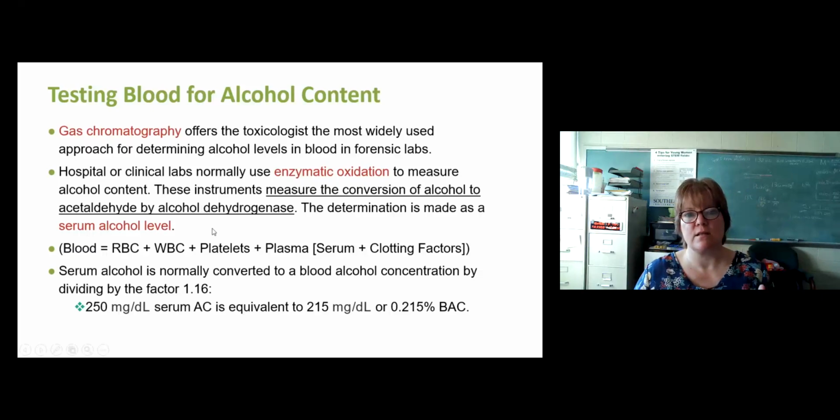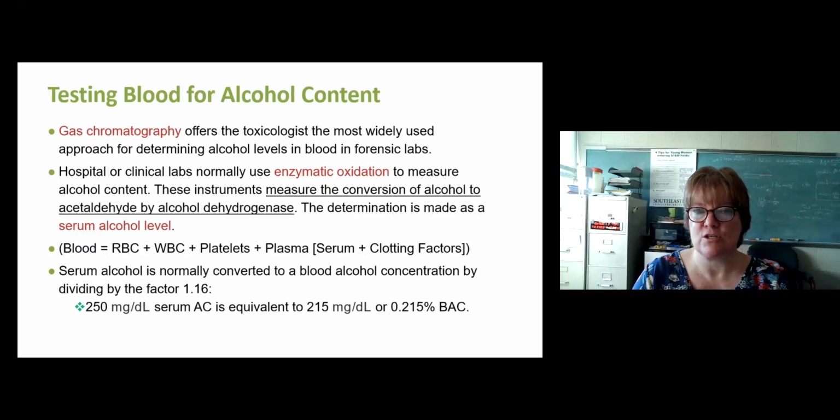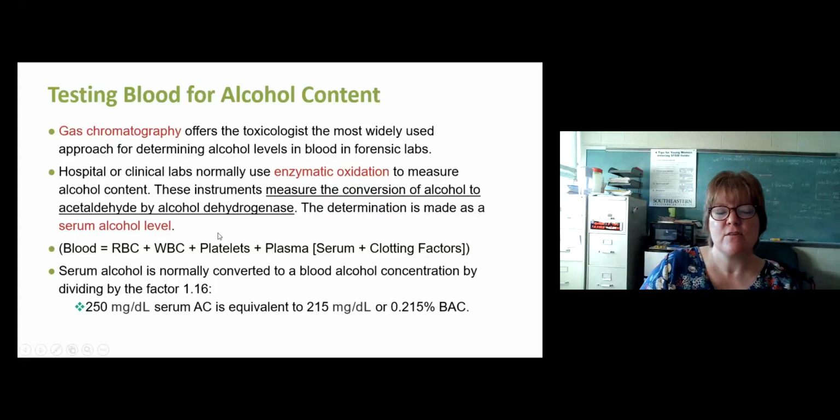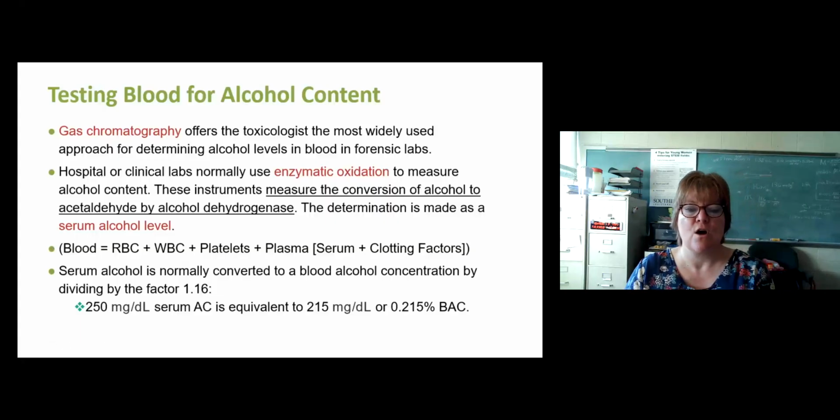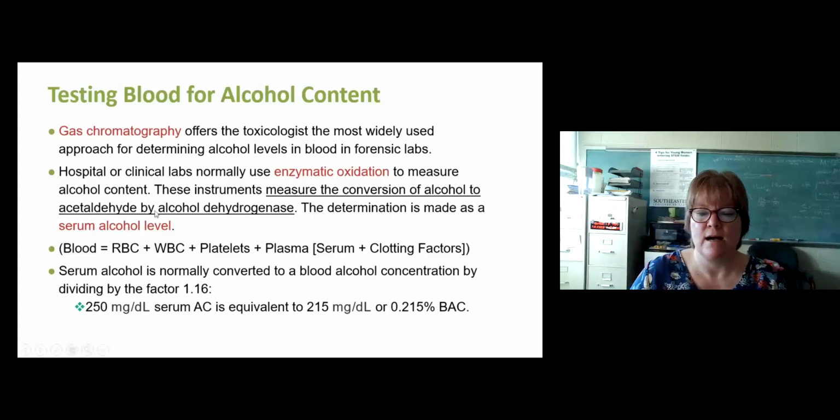However, hospitals and clinical labs tend to actually do a chemical test called enzymatic oxidation. So essentially, they are chemically testing the blood sample and converting the alcohol in there to carbon dioxide and water and measuring the output. And they call it a serum alcohol level. So it's testing the amount of alcohol in the serum. There's a little bit of a conversion to convert it over to the blood.